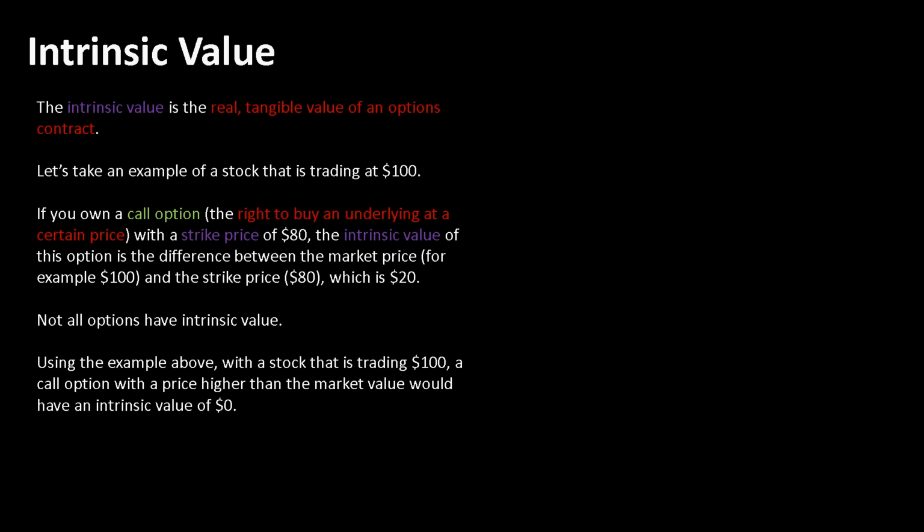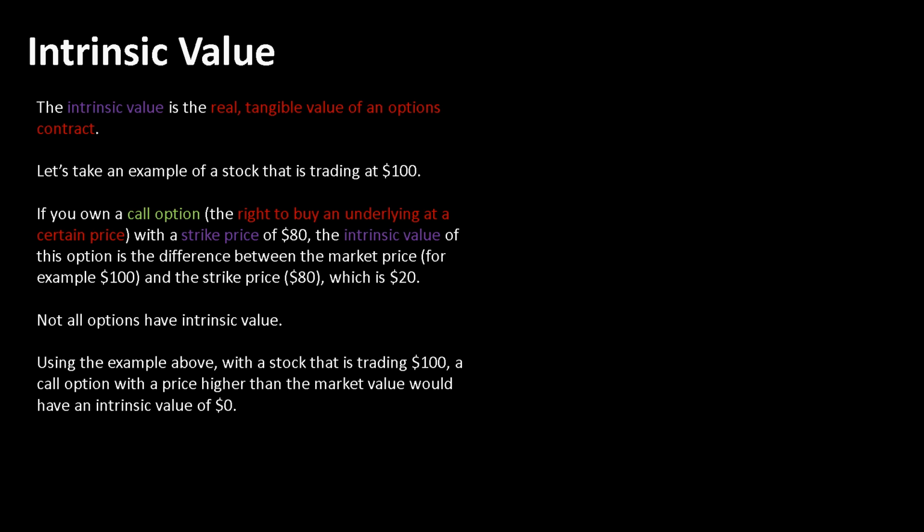Let's take an example of a stock that is trading at $100. If you own a call option, or the right to buy an underlying asset at a certain price, with a strike price of $80, the intrinsic value of this option is the difference between the market price, for example $100, and the strike price, which is $80. So our intrinsic value is $20.